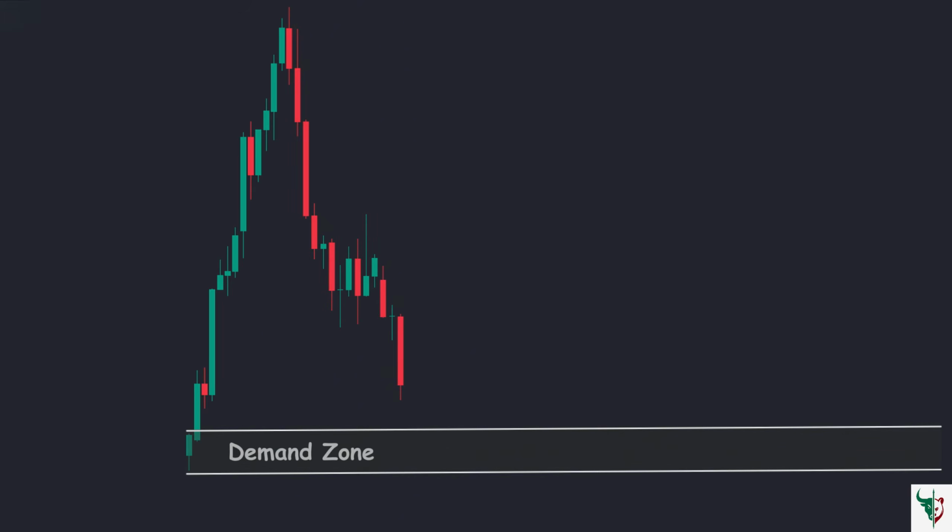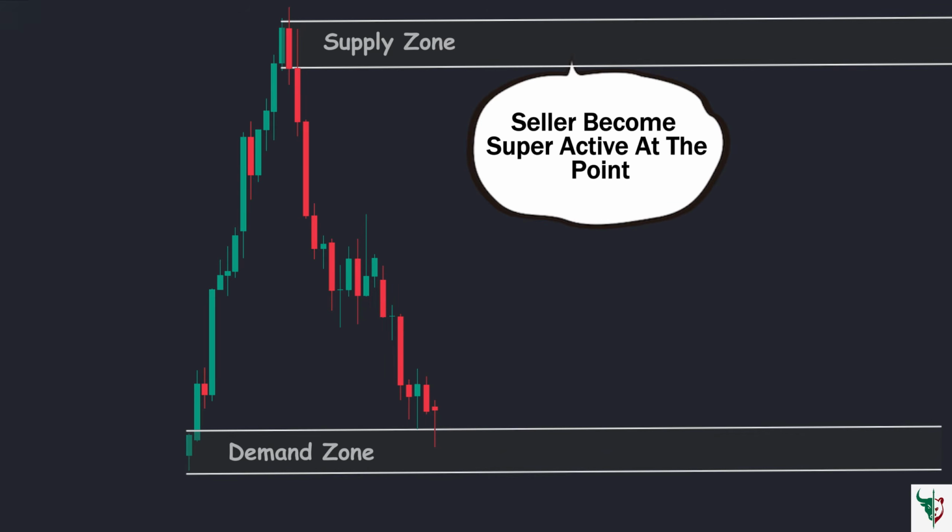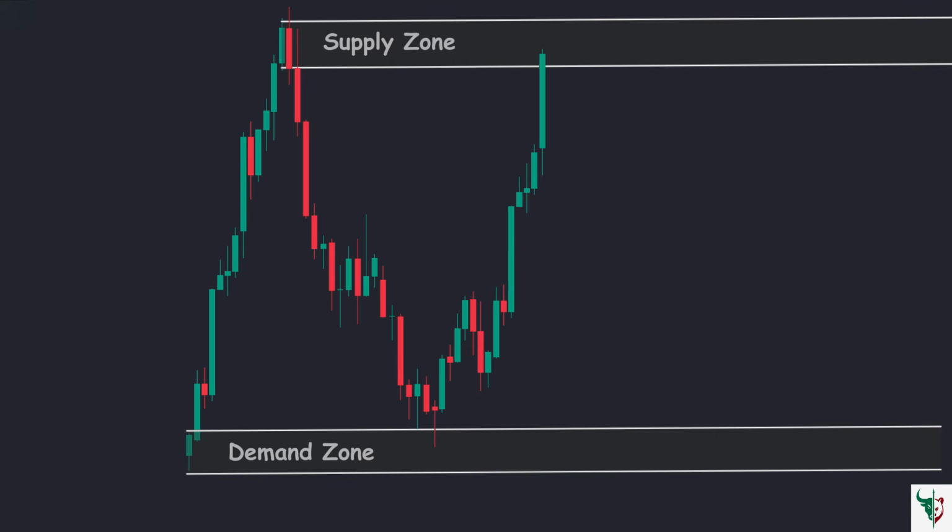A demand zone is an area where strong buying occurred, causing price to move up fast. It's where big players entered long positions. When price returns to that zone, it often reacts, because there may still be unfilled buy orders there. A supply zone is just the opposite. It's where strong selling happened, leading to a sharp move down. When price comes back to that zone, sellers may step in again and push the price lower.